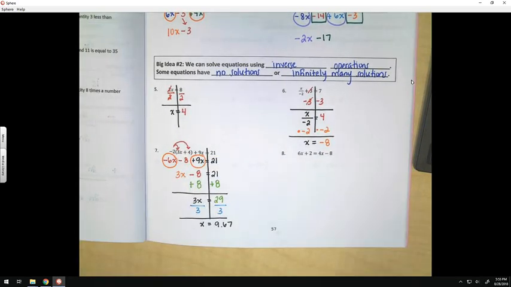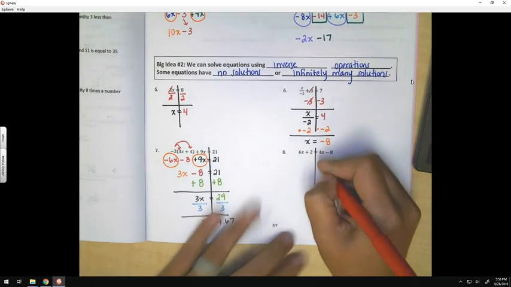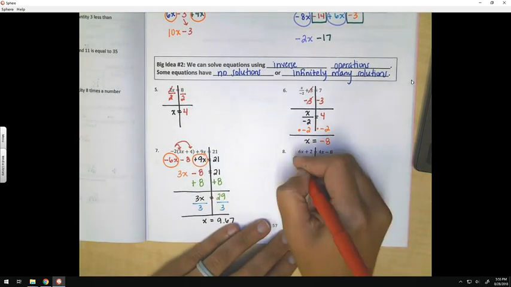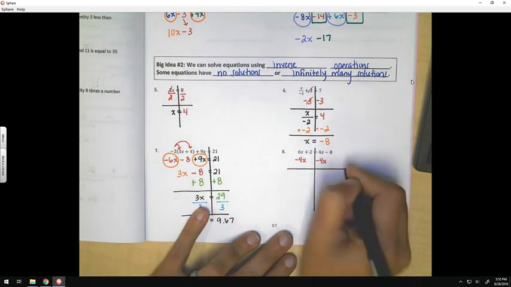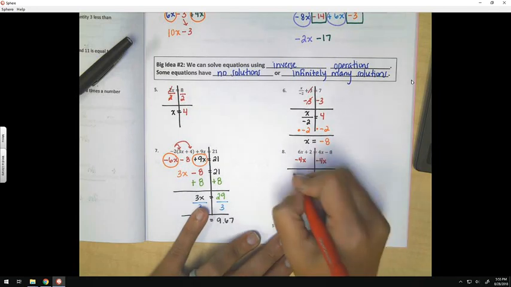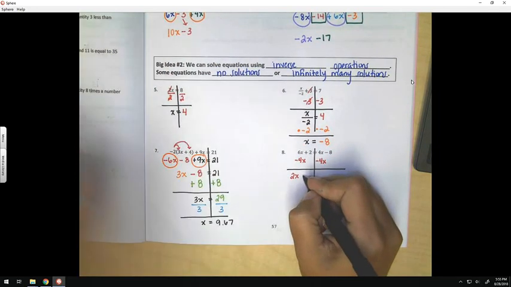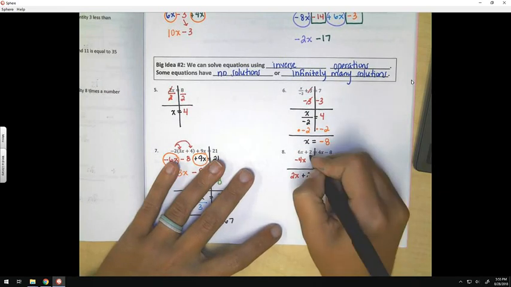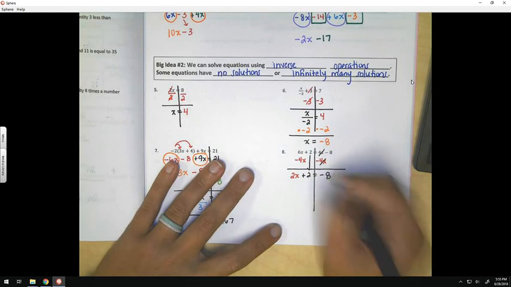For number 8, I'm going to draw a vertical line through the equal sign. Now in this problem, I'm noticing there are x's on both sides, so I need to get those together. So I'm going to subtract 4x on both sides in order to move all the x's to the left. Now 6x minus 4x is 2x plus 2. Just going to drop that down, equals the 4x's cancel, and I get negative 8.